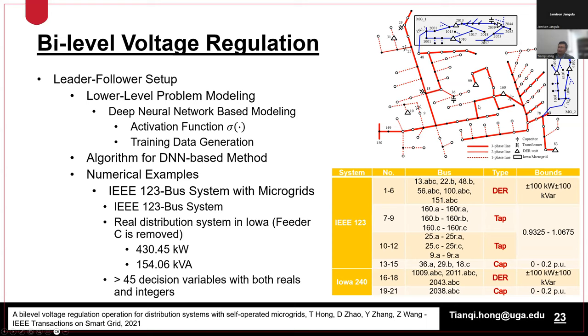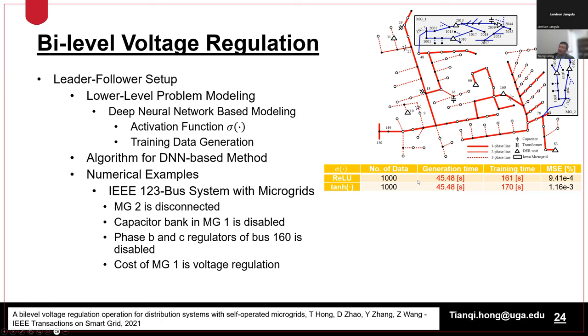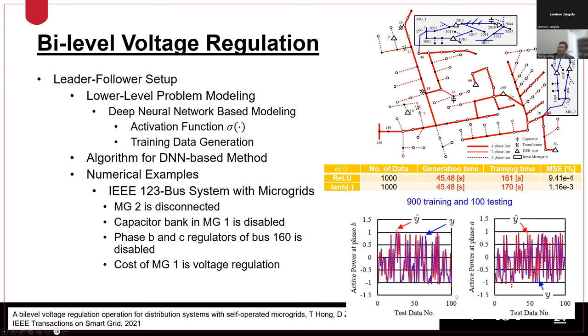So in the first example, we disable microgrid 2, and we also disable the capacitor bank in microgrid 1. The phase B and phase C regulators on bus 160 are disabled. The cost of the microgrid is fixed to voltage regulation, which means the objective for the host system and the microgrid are the same. And here is the training information. We generate a solid data set, and the data generation time is around 45 seconds. The training time is 160 and 170. And here is just the testing performance of the trained deep neural network model. As you can see, the accuracy is pretty good.